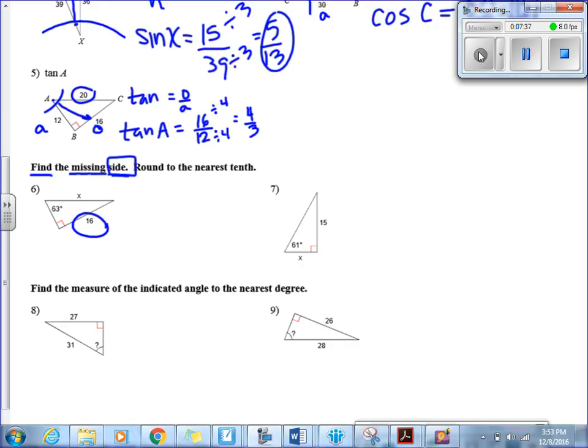So this is a case where I have to use a trig function. There's no way I can use the Pythagorean theorem because I only have 1 piece of information. Pythagorean theorem requires 2. So now I have to figure out, well, which trig function am I going to use? Well, don't just stare at it. Okay, start working the problem. It'll start talking to you.